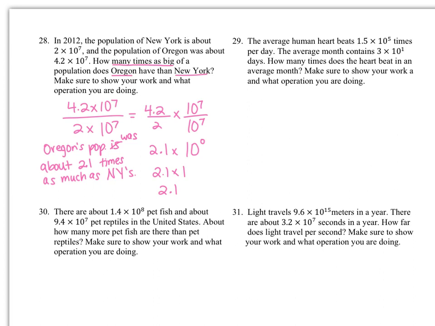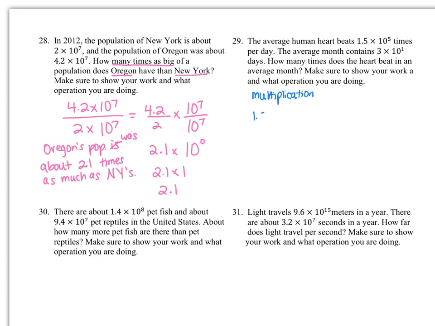Okay, number 29, the average human heart beats 1.5 times 10 to the 5th times per day. The average month contains 3 times 10 to the 1st days. How many times does the heart beat in an average month? Make sure to show your work and what operation you're doing. So, since it beats this many times per day and this many days, each day it beats this many times, so we're going to be doing multiplication.